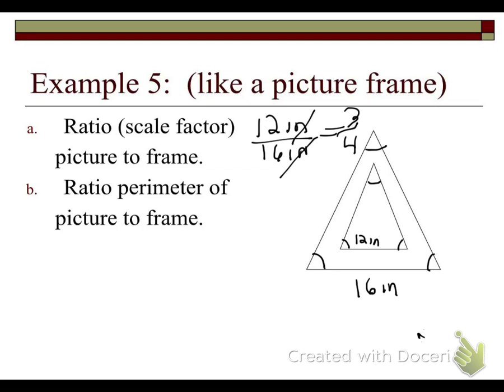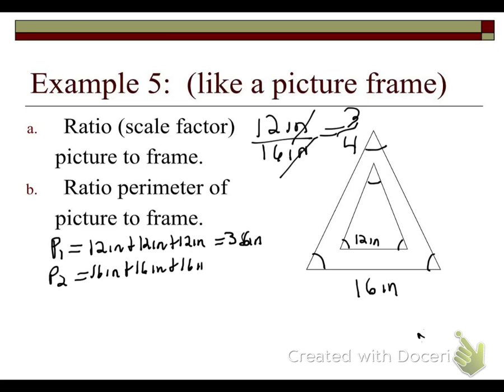Okay, now we want to see the ratio of the perimeter of that picture frame. So perimeter, how do we figure out what a perimeter is? We're adding up all the sides, right? So of our smaller triangle, the perimeter of 1, is 12 inches plus 12 inches plus 12 inches, which is how many inches? 36 inches. Nice job. Okay, our perimeter 2 is going to be 16 inches plus 16 inches plus 16 inches. And what did you say it was?